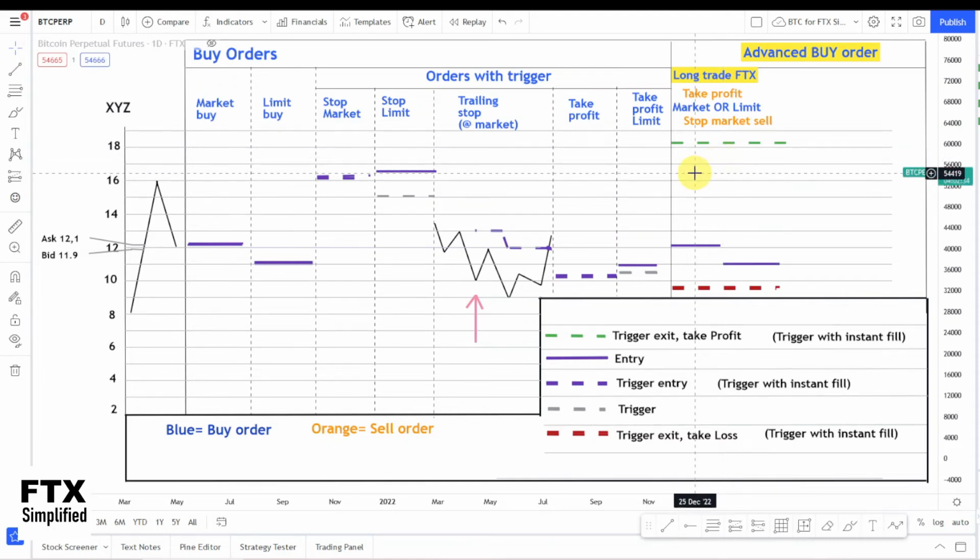With the advanced orders, you combine 3 orders. Your entry in purple, your stop loss in the dotted red line, and your take profit in the dotted green line. So it's a combination of 1 buy order in blue and 2 sell orders in orange. And you have the choice between a market buy and a limit buy. With the market buy, you would buy for the ask price at 12.1. And with the limit buy, you buy below the current price, so let's say $11.